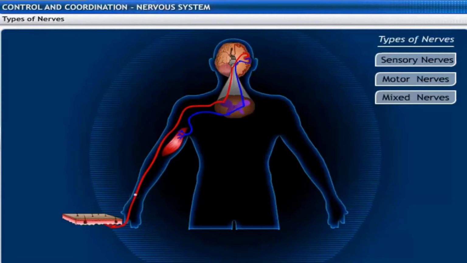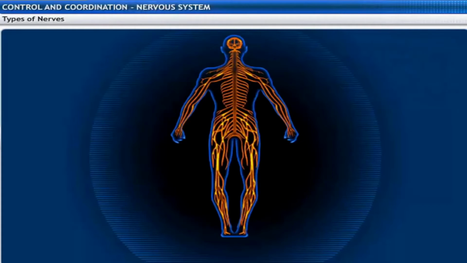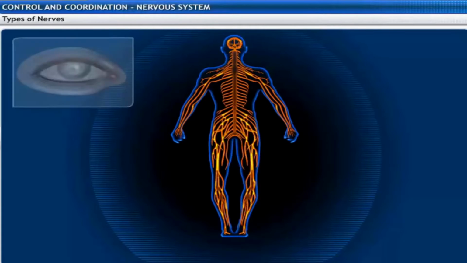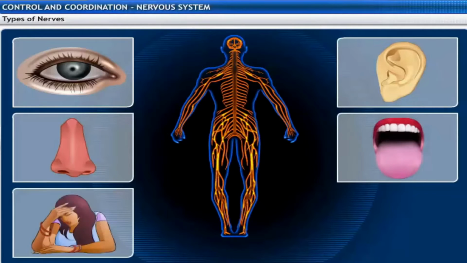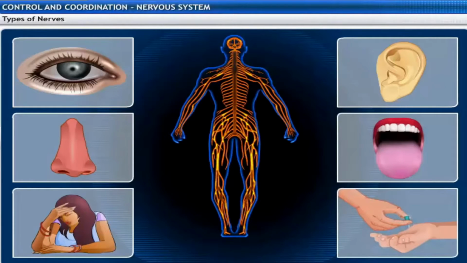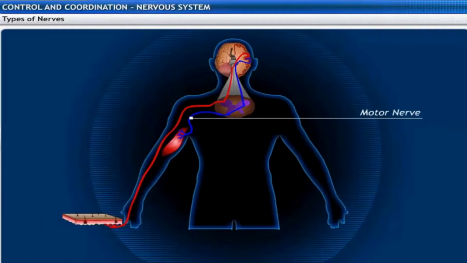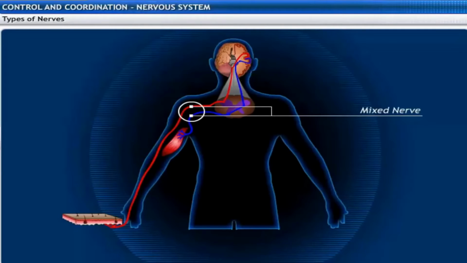Sensory nerves send messages from the sense organs to the brain or spinal cord. So, our sense organs provide the nervous system with information about the environment by means of sight, hearing, smell, taste, pressure, and pain. Motor nerves carry messages back from the brain or spinal cord to all the muscles and glands in the body. Mixed nerves carry both sensory and motor signals.